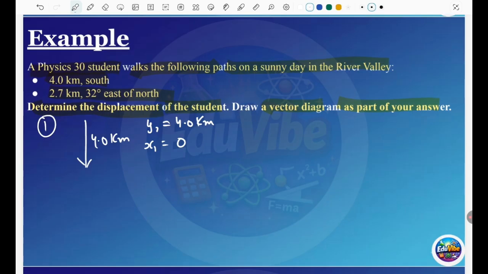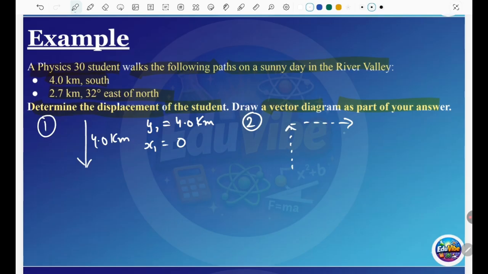Then our second vector is 2.7 kilometers and 32 degrees east of north. So what does east of north mean? East means over there, north means over there.